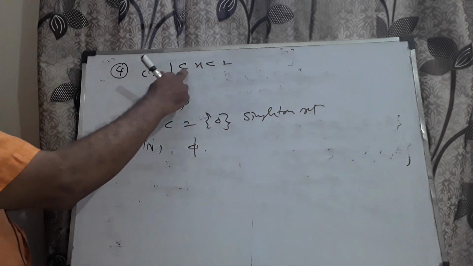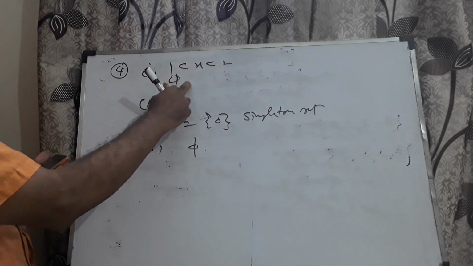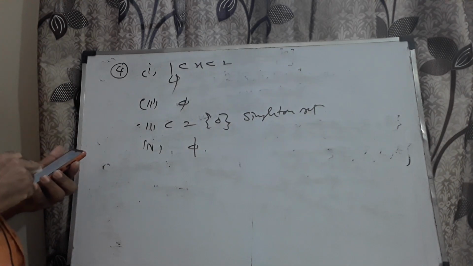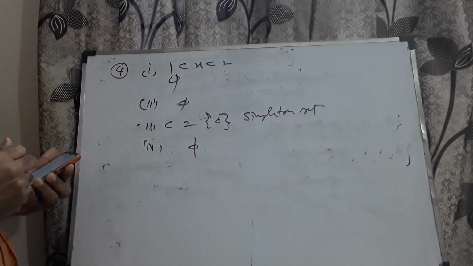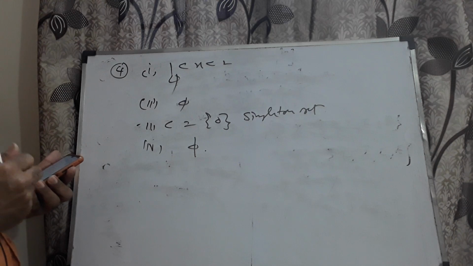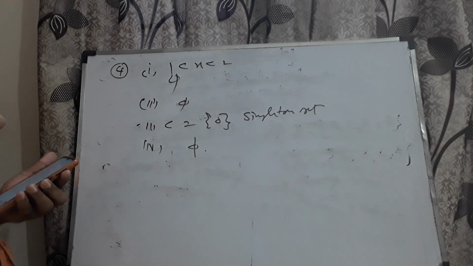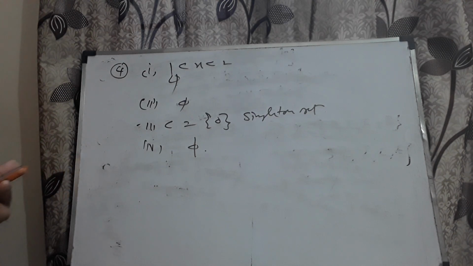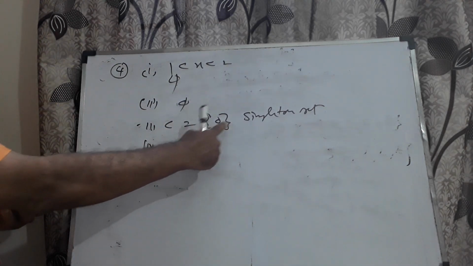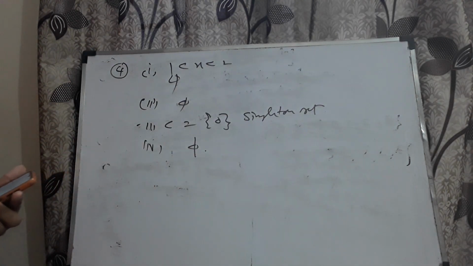Therefore, 1 < x < 2, x is a natural number, is a null set. Second one, set of all even natural numbers which are not divisible by 2. Every even natural number is divisible by 2, so not divisible by 2 is not possible. Empty set. Then set containing 0 is a singleton set, and set of all triangles having 4 sides is a null set.